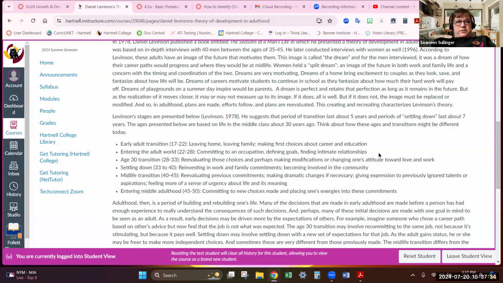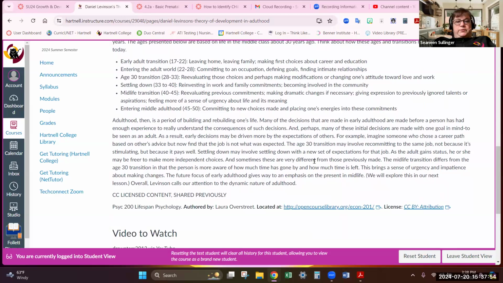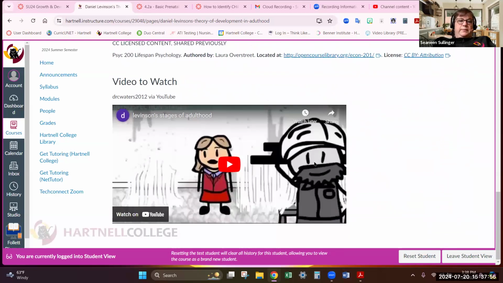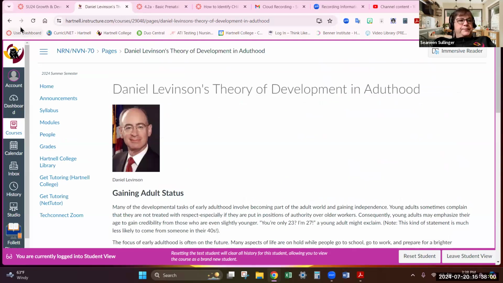And maybe they start to feel like they haven't met all their goals. And so they're trying to recapture their youth and recapture those goals, and the sense of urgency of, gosh, I haven't done this. I need to do this. And then entering middle adulthood. So that kind of goes over Levinson's theory, goes into a little bit more detail there. And then there's a video for you to watch there.